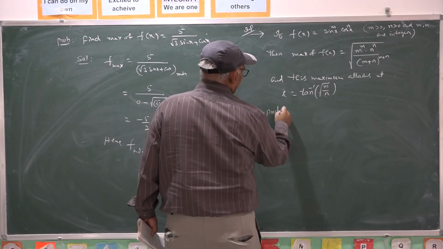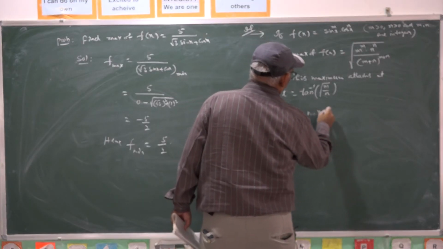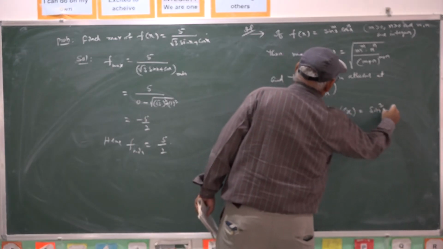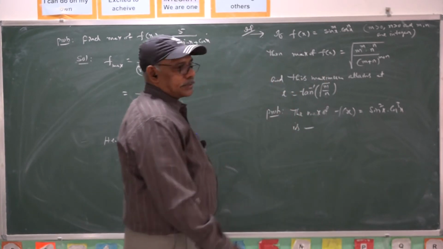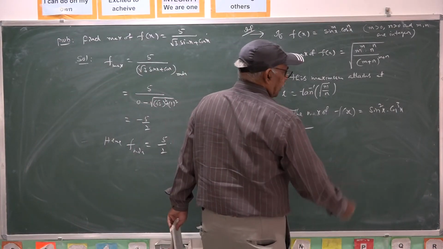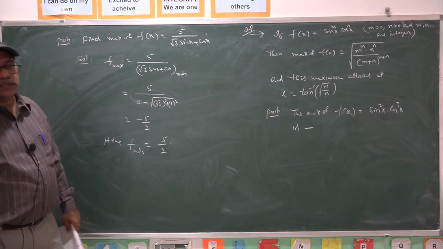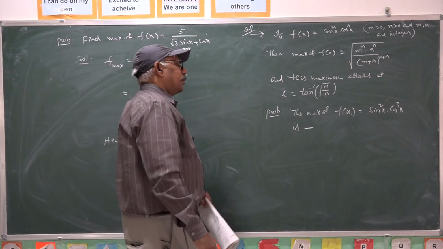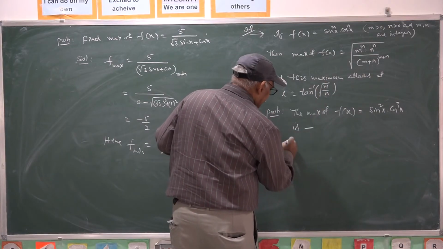So, based on this, for the maximum value of f(x) equal to, suppose, sin square x into cos cube x, finding f dash, making it 0 and going through the second derivative at those points is a little bit long procedure. So, in such a case, try to apply this formula to get the maximum.